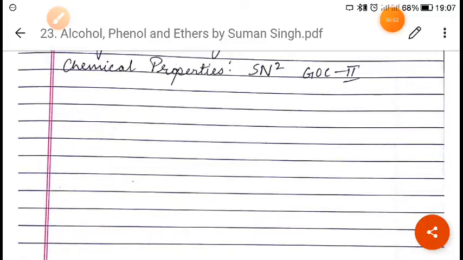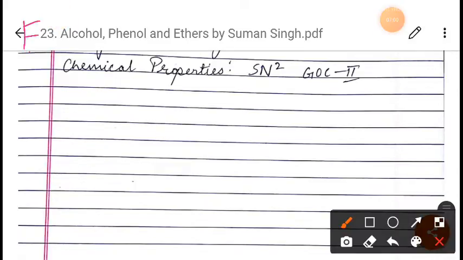Now we will see the preparation of phenol from chlorobenzene.